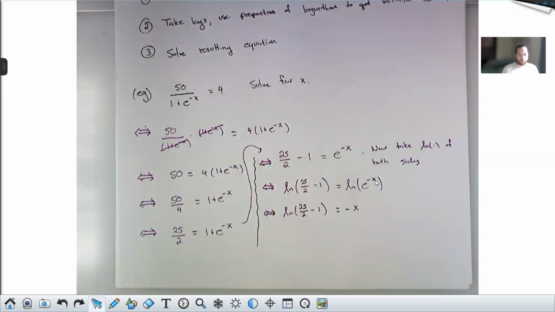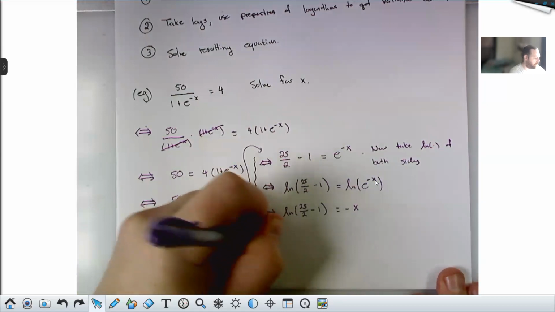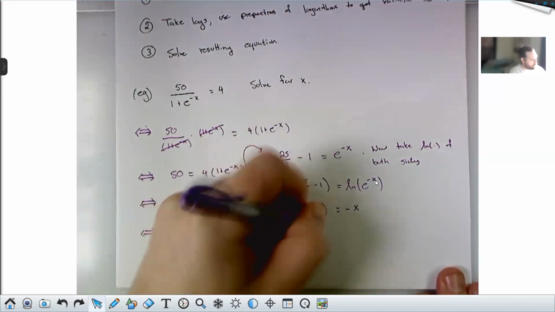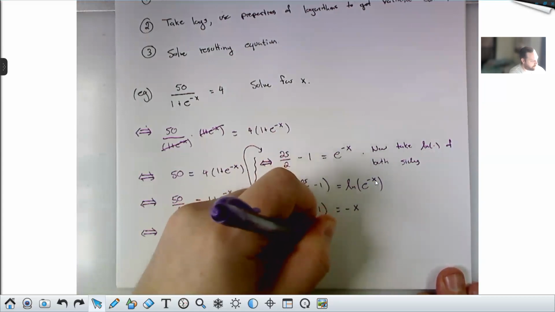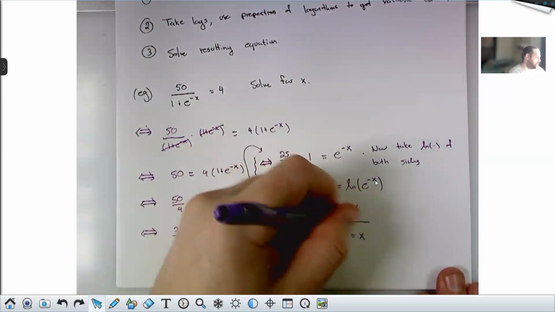And now to get x alone, we just multiply both sides by negative 1. We've got to get rid of that negative. So this becomes negative ln of 25 halves minus 1 equals x. And that's job done.